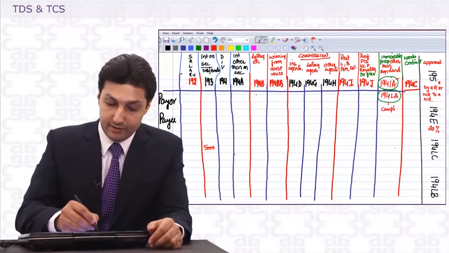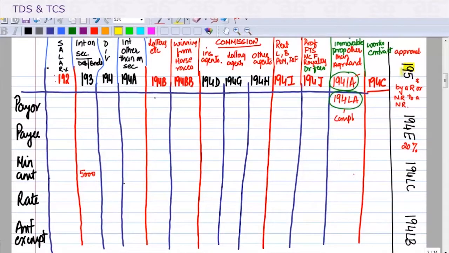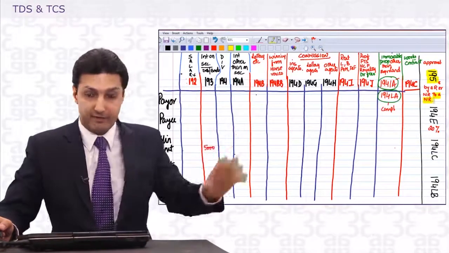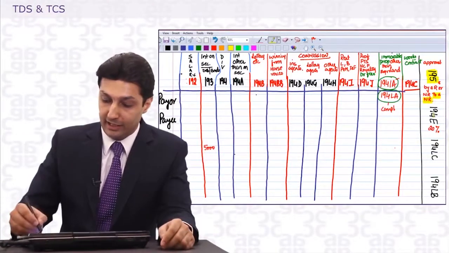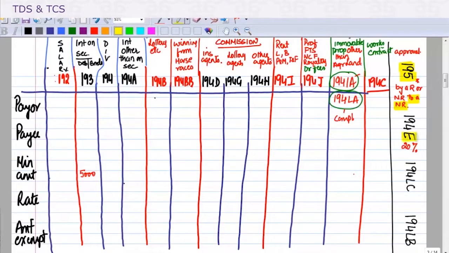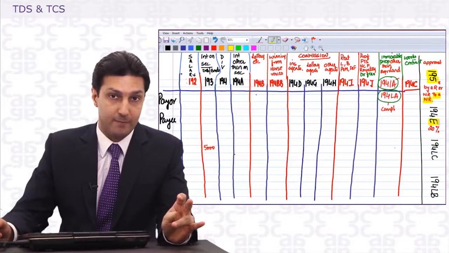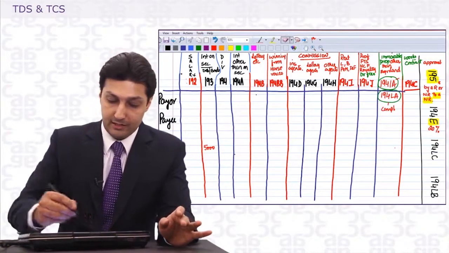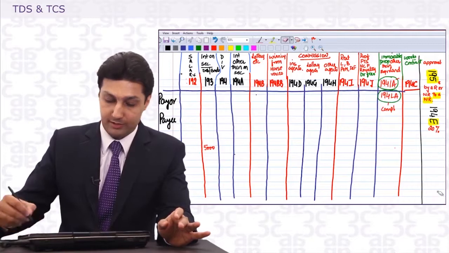Payments to non-residents are covered by 195, other than those specifically covered here. 194E talks about non-resident entertainer, non-resident sportsman, non-resident sports associations. Let's for the moment concentrate on these.